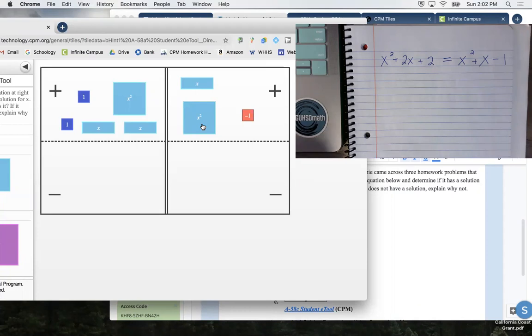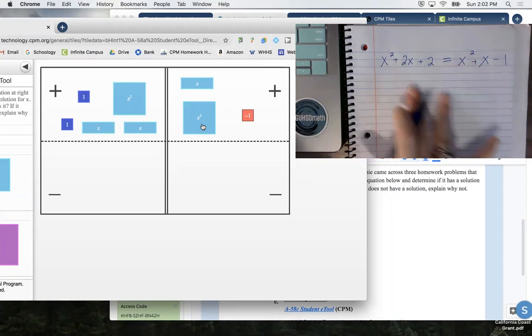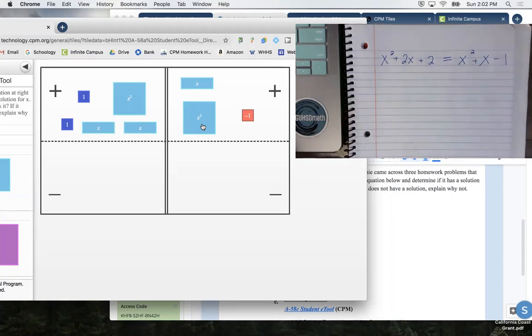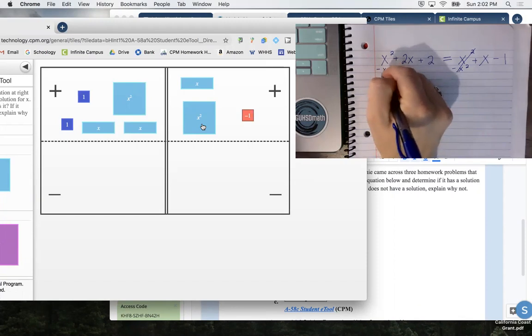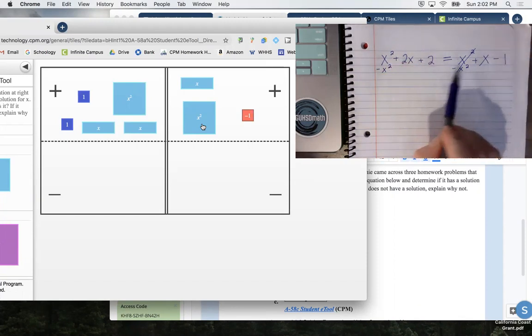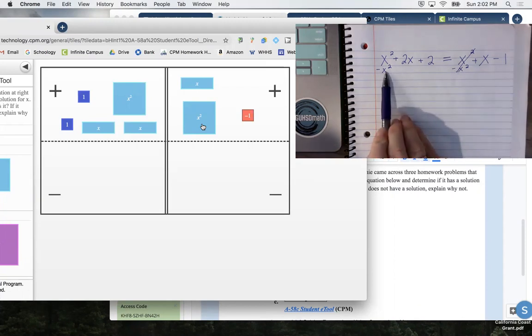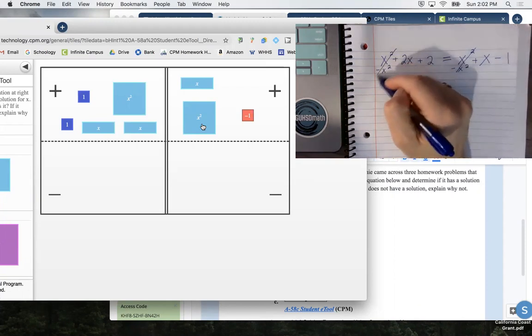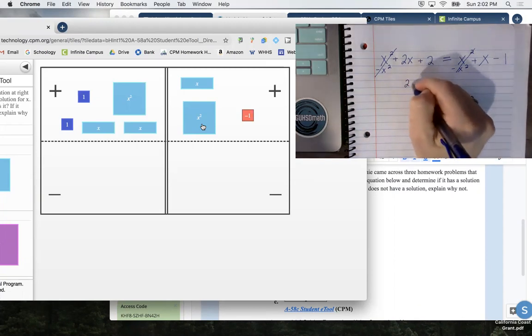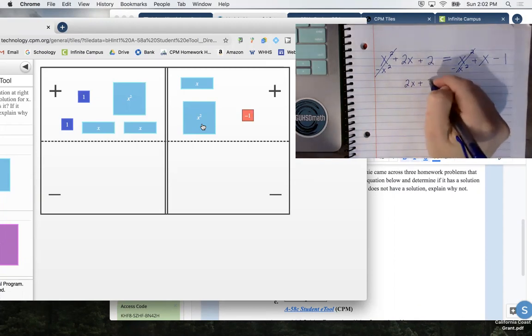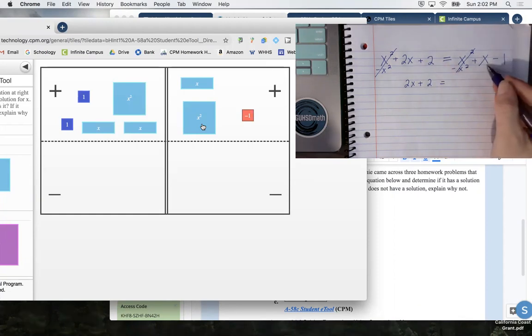Okay, so now when we have an equal sign, we move things around in order to solve for x. The first thing I'm going to do is subtract this x squared from this side. Whatever you do to one side, you have to do to the other. It cancels out over here, that's the point of subtracting, but it also cancels out over here as well. So what we have now is 2x plus 2 is equal to x minus 1.